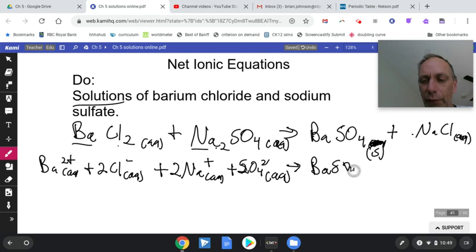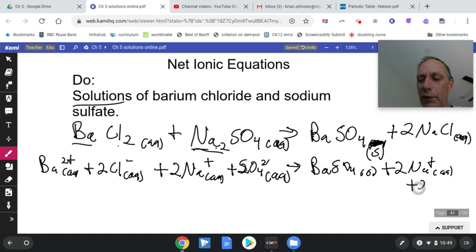BaSO4 solid stays together. Oh, I didn't balance this thing. Darn it. Just see that now that I have 2Na here, 2Na there. That's all I had to do to balance it. That's good. Everything else is all right. 2Na+ and 2Cl-. Both aqueous, highly soluble.